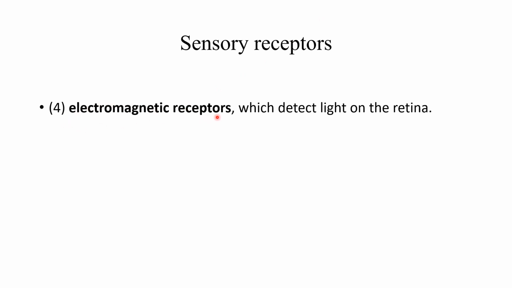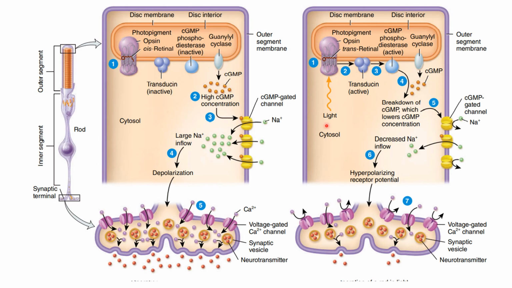Electromagnetic receptors, or photoreceptors, detect light and they are present in the retina. This is showing the photoreceptors, the rods within the retina in our eyes. This is in the resting state, no light. And this is when there is a light that will activate what we call transretinal. It's a vitamin A derivative that will result in a sequence of events, signal transduction pathways, that leads to activation or inhibition of the sensory neurons.